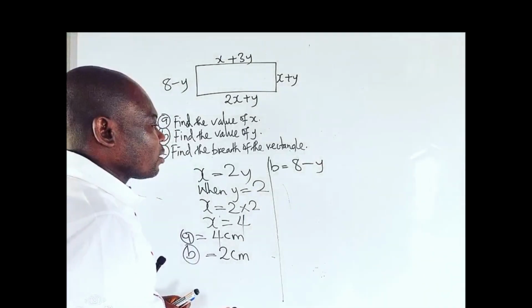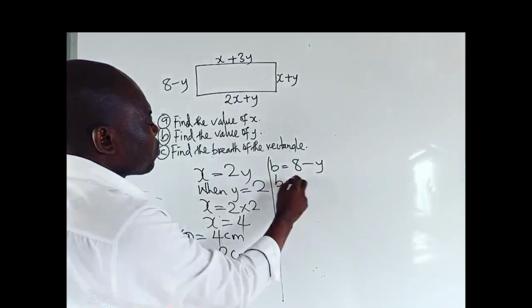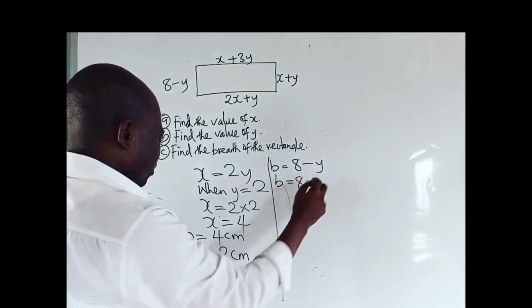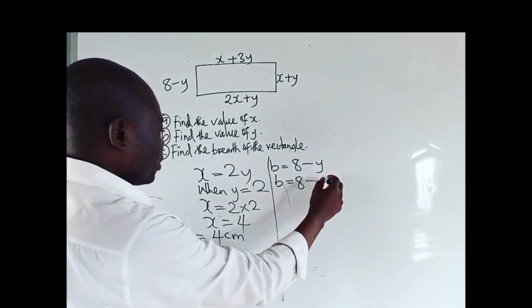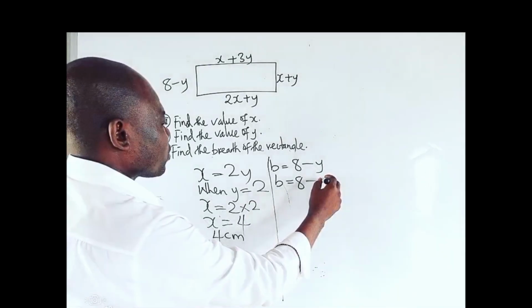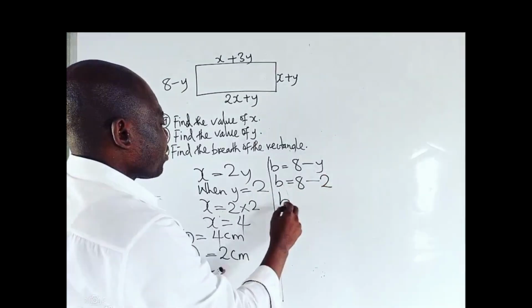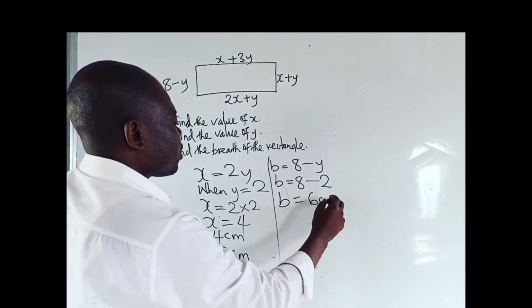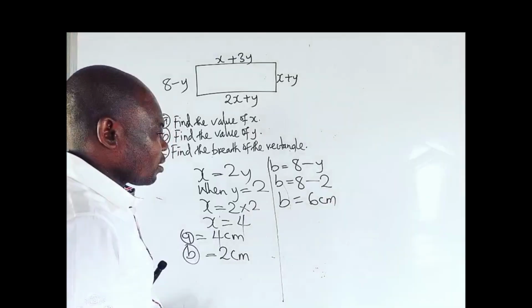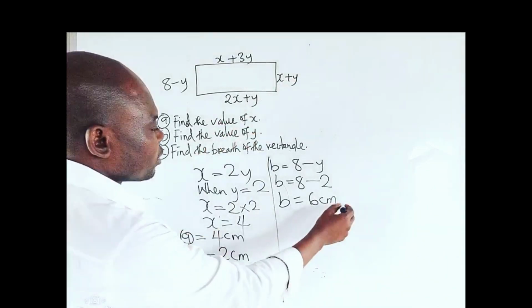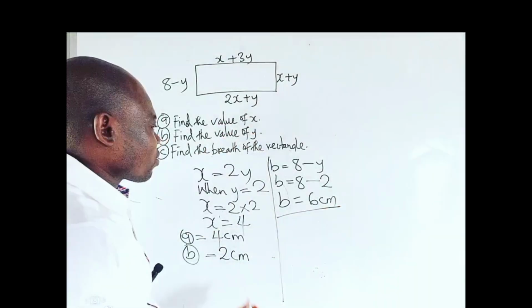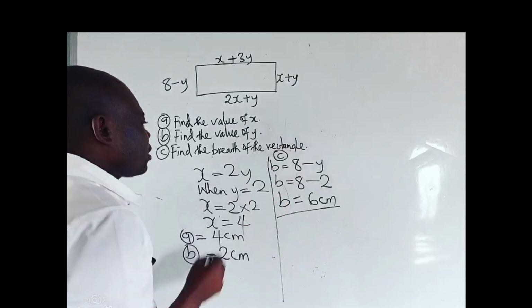So B now equals 8 minus the value of y, which is 2, of course. So B equals 6 cm. All right, if you want to use the other one, you can try it. Let's try the two of them and see if our answer is correct.